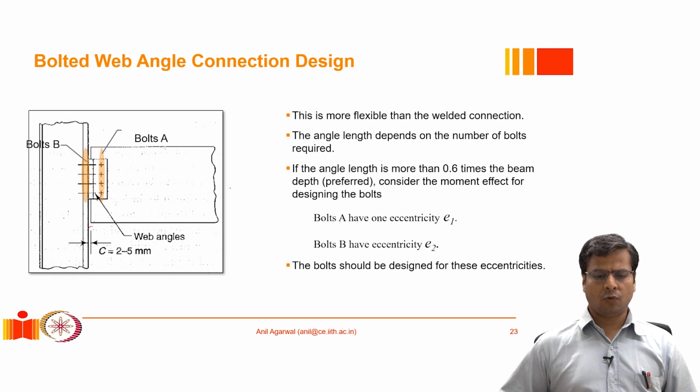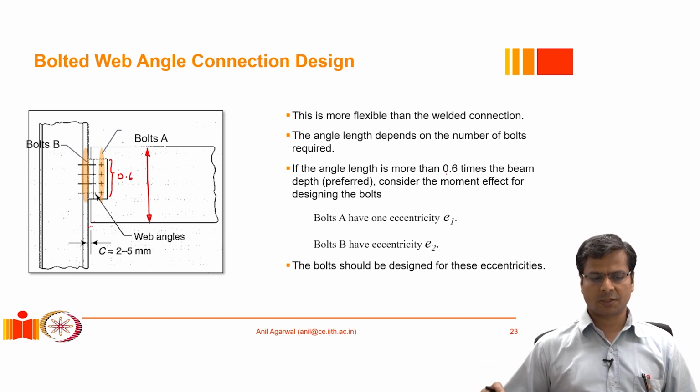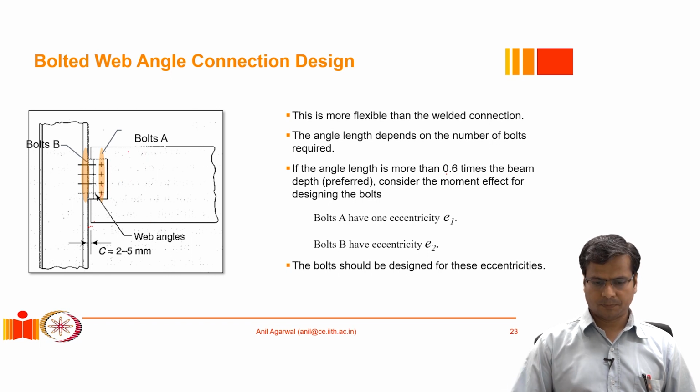General rule of thumb is that if the bolt depth, that is this length, is equal to or greater than 0.6 times the depth of the beam, then we should consider this eccentricity effect and we should account for this additional moment that is appearing in the bolt.